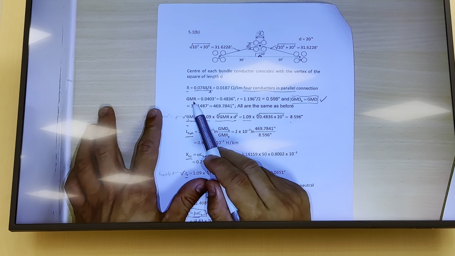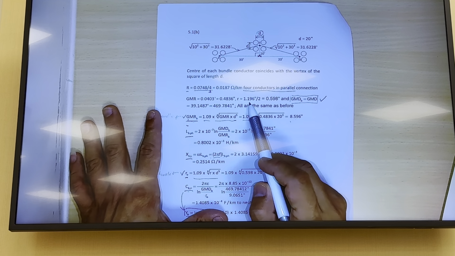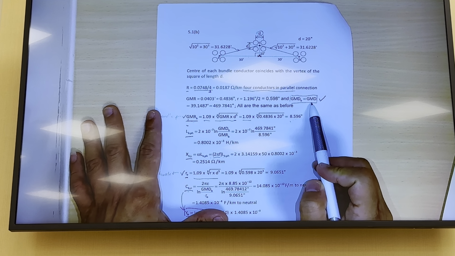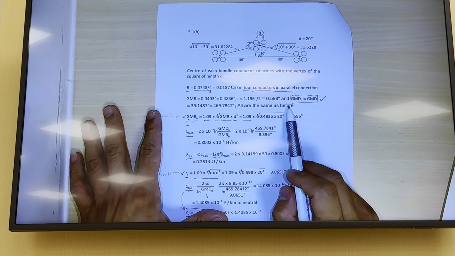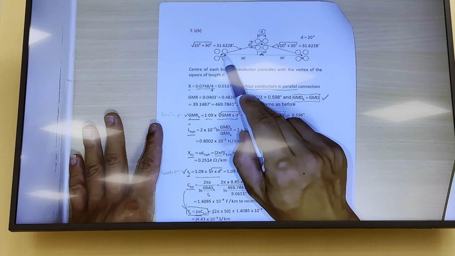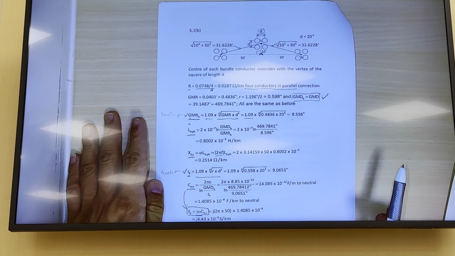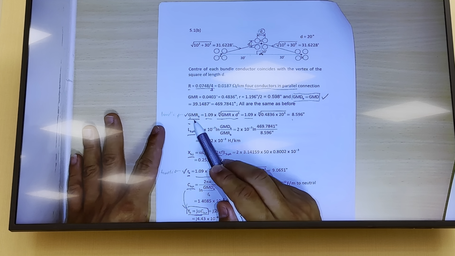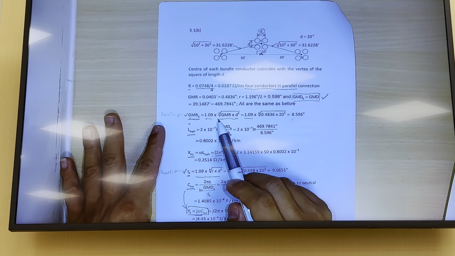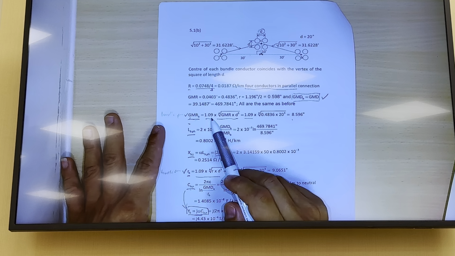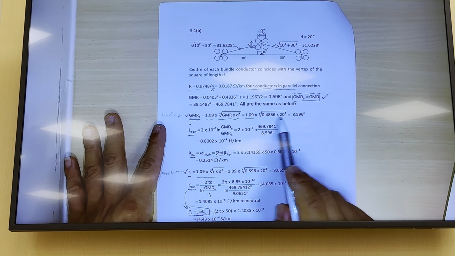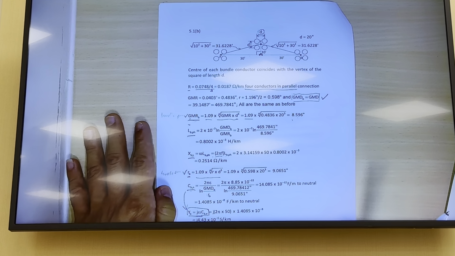Now the radius does not change, and GMD does not change. All are the same as before. However, the GMR bundle will be changed because these are 4 bundled conductors. So we have to update the GMR bundle value, which equals this one. Everyone, you have to memorize this, because this is a coefficient and this is the item. Now this will be your GMRB. B stands for bundle.